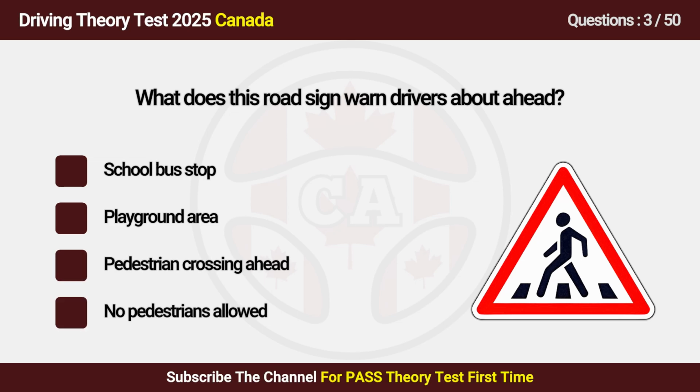Question 3. What does this road sign warn drivers about ahead? A. School bus stop. B. Playground area. C. Pedestrian crossing ahead. D. No pedestrians allowed.